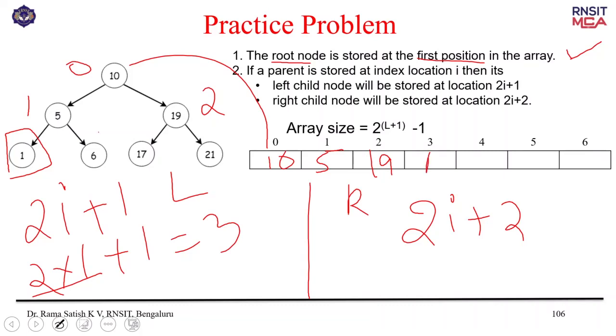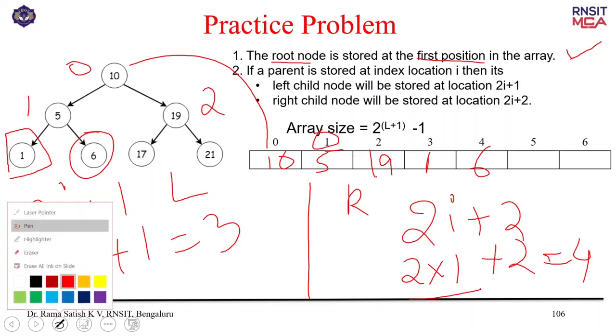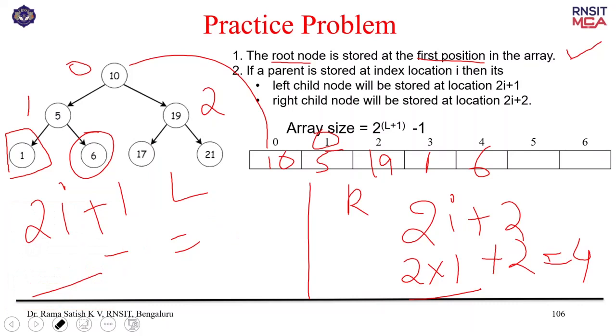Same way, the next rightmost element. Right element is 6. So 6 has to be stored. So formula is 2i plus 2, where i is the parent position. 6's parent is 5. 5 is located at position number 1. So that position number is written here, plus 2. So 2 into 1 is 2, plus 2, that is 4. In position number 4, 6 is stored. That's how the 6 is stored.